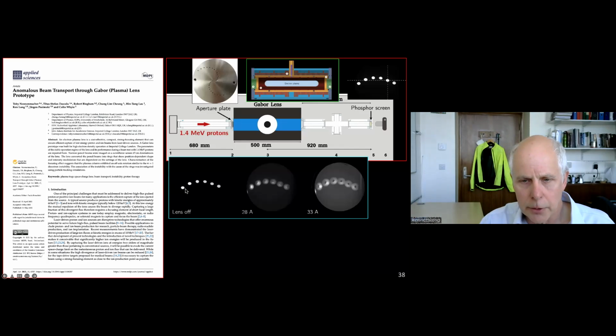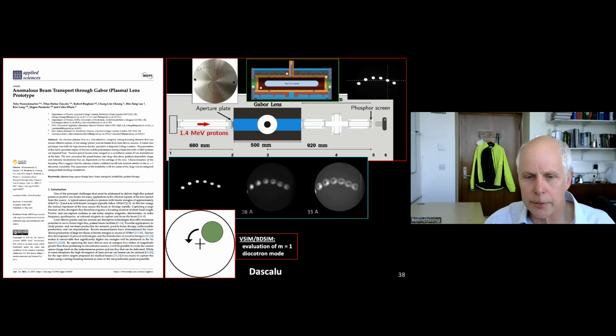We were surprised by the results. So this is the beam coming in with the lens being turned off. When we turn the lens on with these different currents in the solenoid, which is confining, which is part of the Penning-Malberg trap, the little dot was turned into a ring, and that was puzzling. So there's definitely an effect.